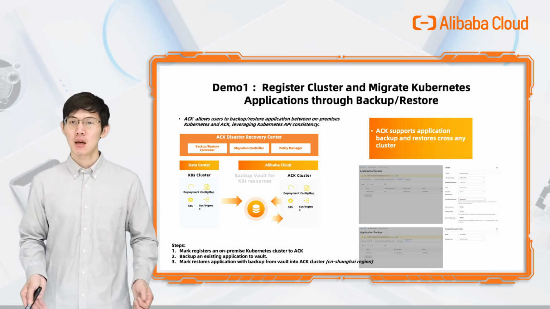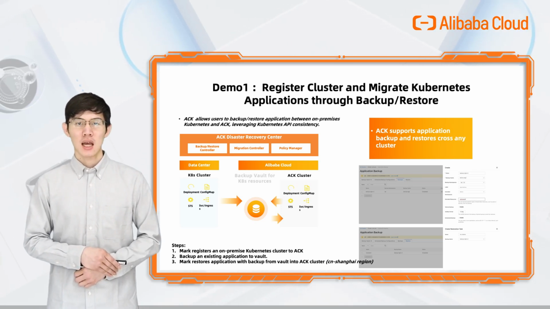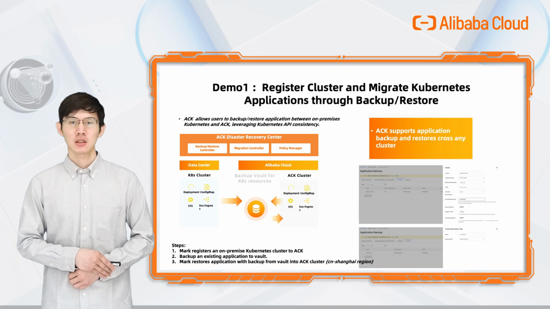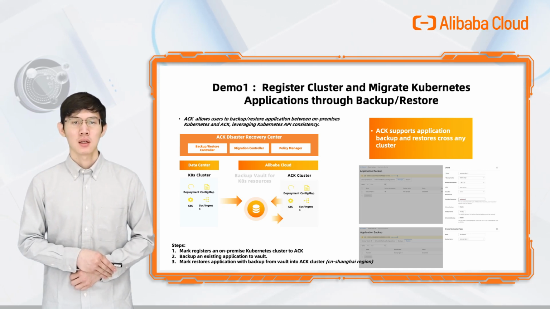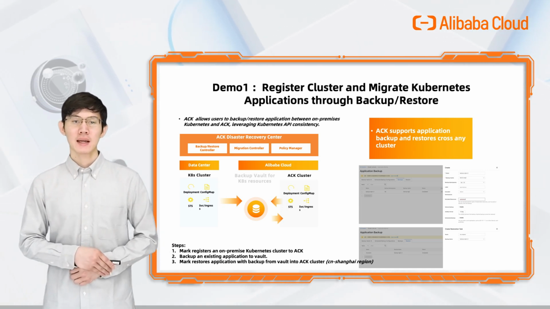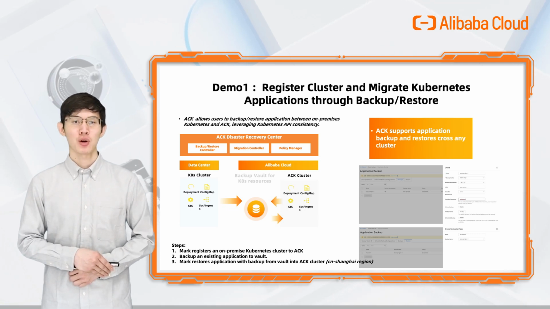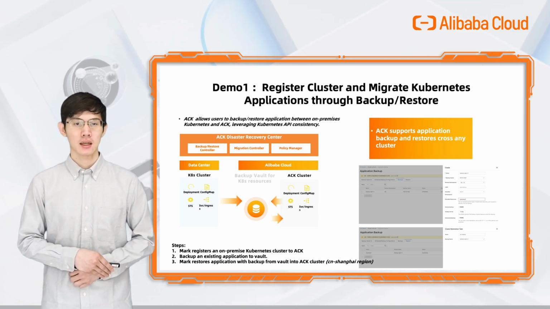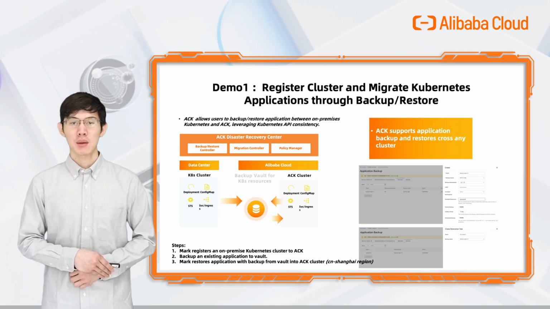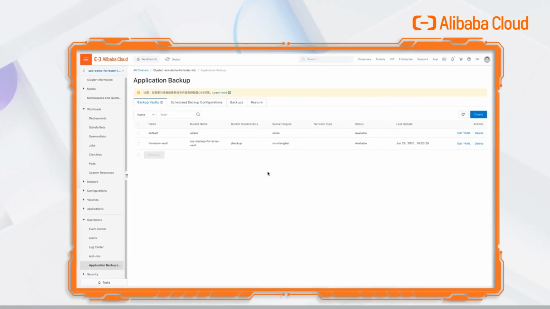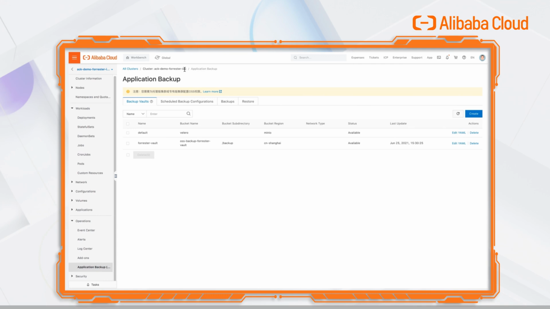Here comes the first demo: register cluster and migrate Kubernetes applications with backup and restore. ACK allows users to back up and restore applications between on-premises Kubernetes and ACK, leveraging Kubernetes API consistency. So you can see we have a cluster, IDC, already registered to ACK.